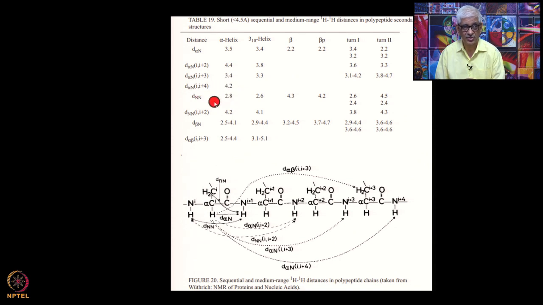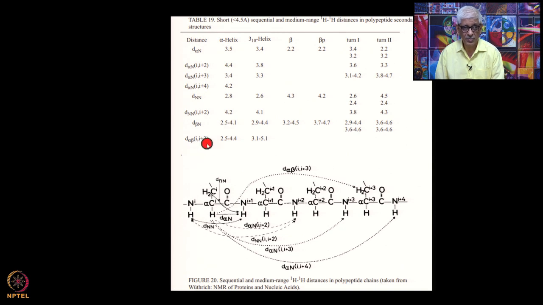This is very interesting. 2.8 is a very short distance, and alpha N at 3.4 is a short distance, while of course the other 2 are a little longer. Now NN i i plus 2 is 4.2 and beta N is 2.5 to 4.1, which is a longer range here.